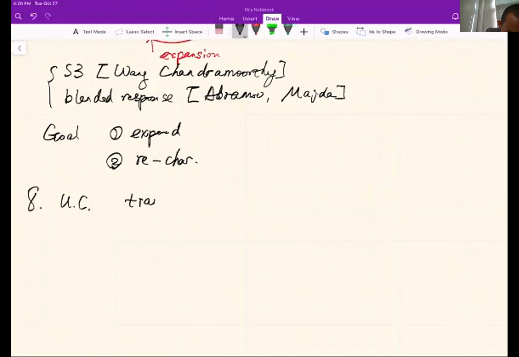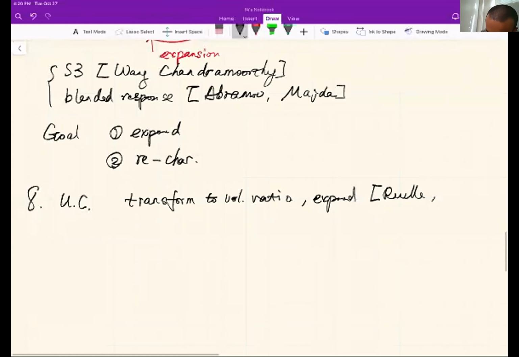The main technique would be to transform to a volume ratio, then expand. This work is due to Ruelle and also due to Charles Pugh, a Berkeley professor, and also due to Anosov. I also want to warn you that the definition you see in this talk, I slightly tweaked to make it coordinate free so that it better suits computational purposes. It's slightly different from the original definition, but it's equivalent. It's coordinate free, so it's better.